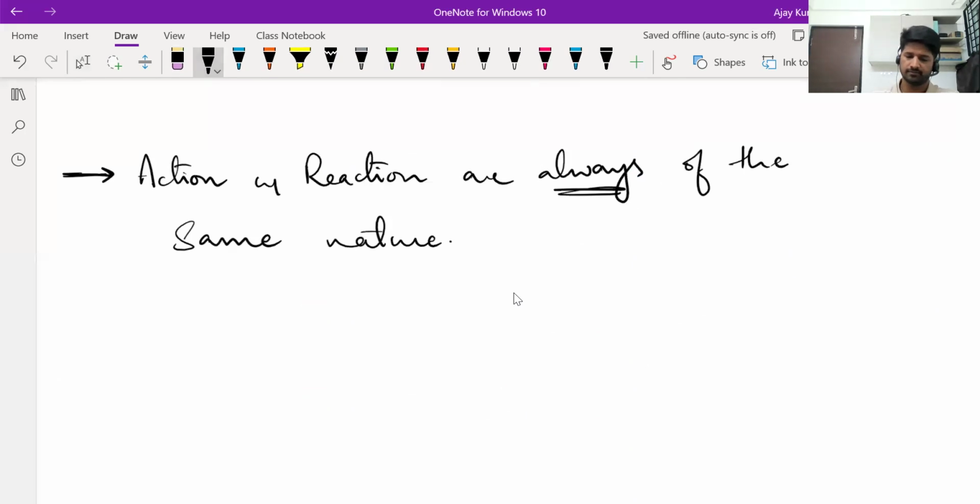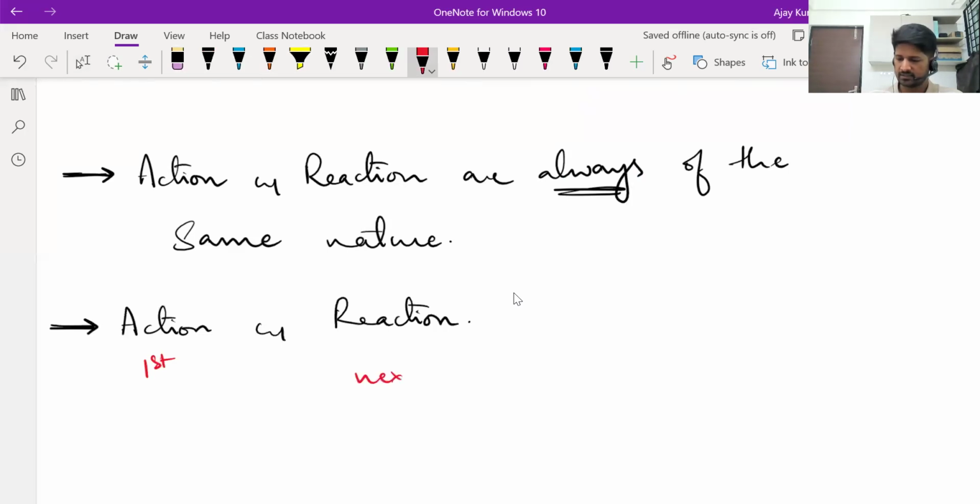There's one more point also. Action and reaction. See, we call them action and reaction, but it kind of gives us a wrong idea. In what way? Reaction, the word itself suggests that it's the response to something else. Okay, it's the response to the action. So it makes us feel that this comes first and this comes next. But it's not like that. They are just named action and reaction, but you can never tell which came first because they happen simultaneously.